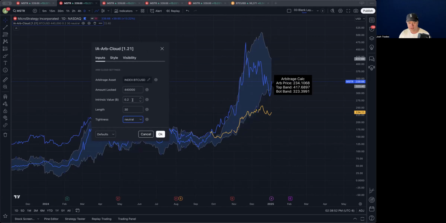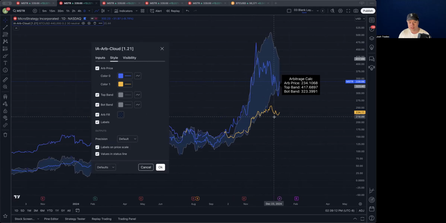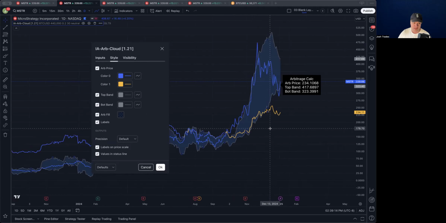The intrinsic value, this is attributing $0.2 billion of market valuation to its software company. And you can also see this line here. This is the R price line saying that MicroStrategy is trading at a higher market cap relative to its Bitcoin holdings. As you know, MicroStrategy is trading at a premium to holdings because of its smart financial jujitsu. But you can also see when we're undervalued relative to its Bitcoin holding.